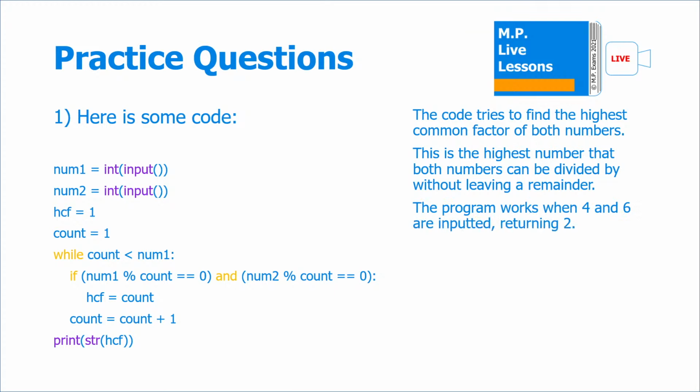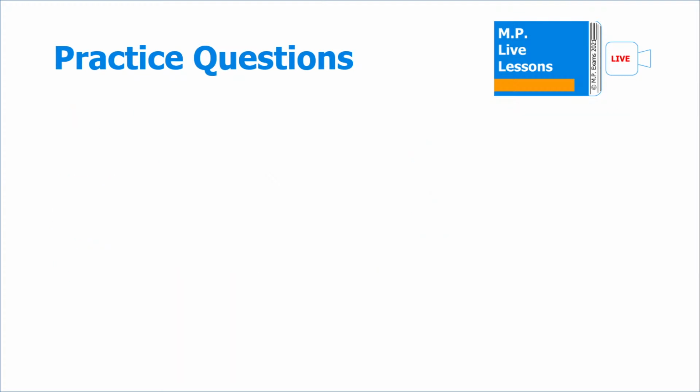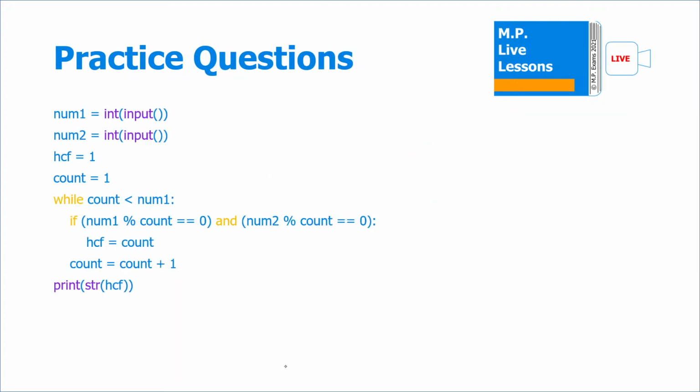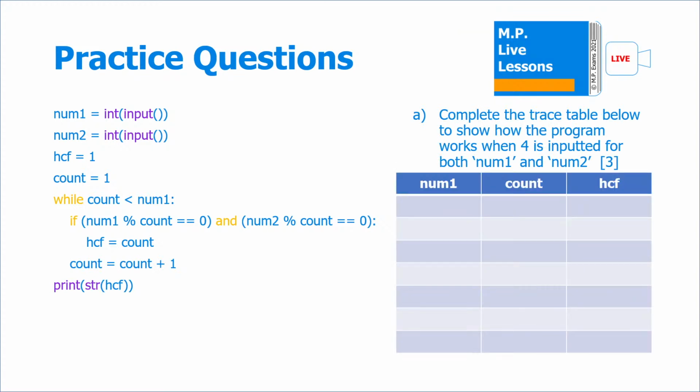For example, if we input 4 and 6 into num1 and num2, at the end, the print statement will return 2, which is correct. However, the program doesn't work when 4 and 4 are inputted, which returns 2 rather than 4. And the first part, part A of this question, is to use a trace table to show that the program doesn't work when 4 is inputted for both num1 and num2.